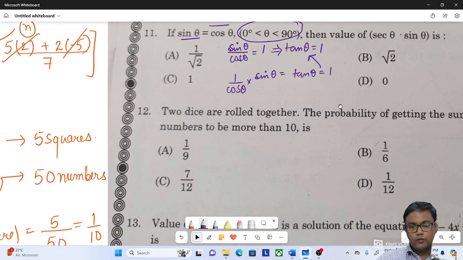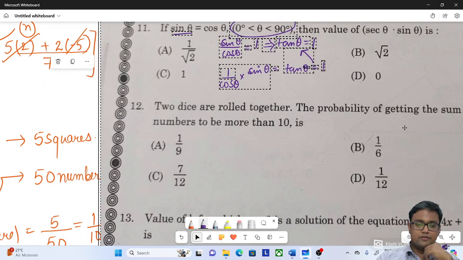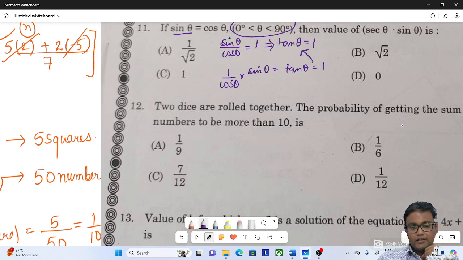Two dice are rolled together, the probability of getting the sum of the two numbers to be more than 10 is. So, let us see how many cases favor our experiment of getting the sum more than 10 when the two dice are rolled. So, let us say on the first die you are getting 4, but the second die cannot show a number greater than 6, and 4 plus 6 will give you 10, but you want more than 10.